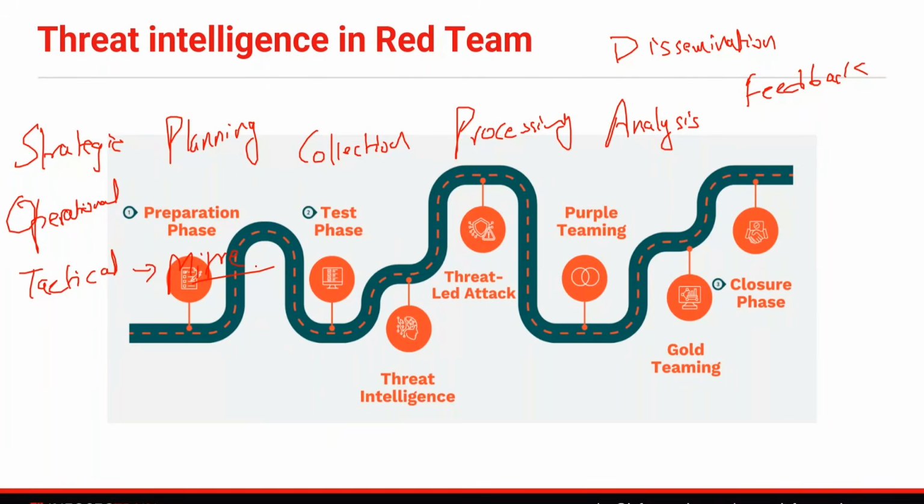The MITRE ATT&CK framework that we discussed yesterday. Then technical threat intelligence. Technical means it will give you the hashes, the IPs, the domains, the exploit code, and the rules to detect it, so that you can do better analysis. Now, why is threat intelligence important for red teams?